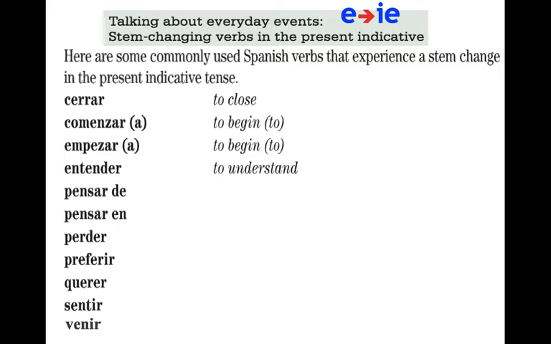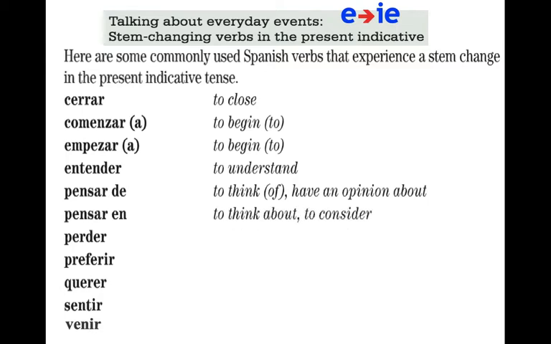Repita, pensar. Pensar de. Pensar en. Now the meaning changes depending on whether you use de or en. Pensar de means to think of, to have an opinion about. ¿Qué piensas de? Pensar en means to think about, to ponder, to consider. Okay, so pensar.